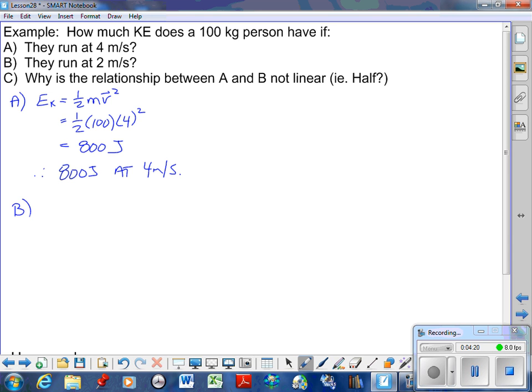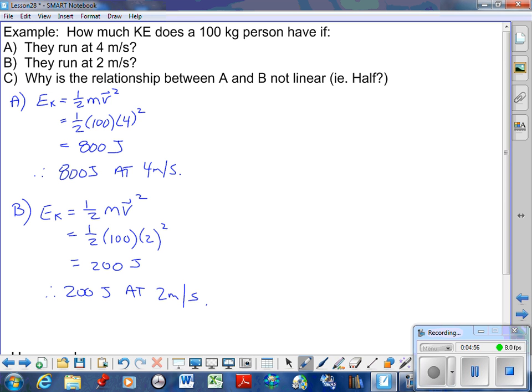B part. What happens when they change velocity? What happens if they slow down? So they've changed velocity from 4 to 2, so they've gone to half the velocity. If we do the calculation for that, you're going to find that 0.5 times 100 times 4 is 200 joules. Half the velocity is not half the energy. So therefore, 200 joules at 2 meters per second.